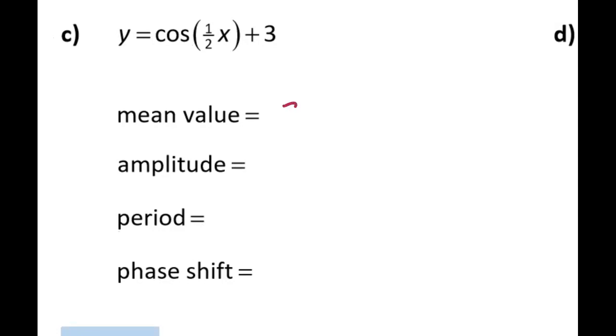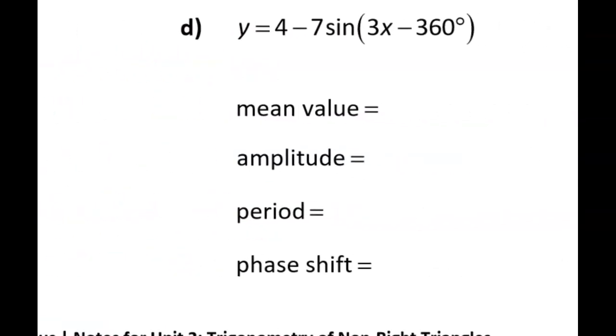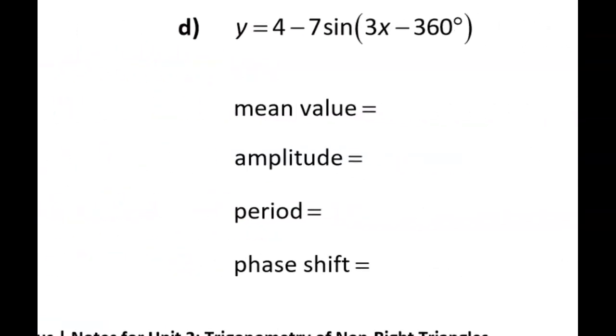Mean value for this one is 3. That's the number that's added to the cosine function. Amplitude is the coefficient of cosine, which is going to be 1. The period is 360 divided by a half, the coefficient of the input. So that's going to be 360 times 2, or 720. And our phase shift is 0, and that's because we have a 1/2 times x minus 0 inside of the cosine function.